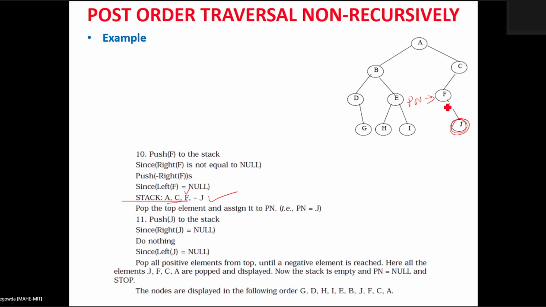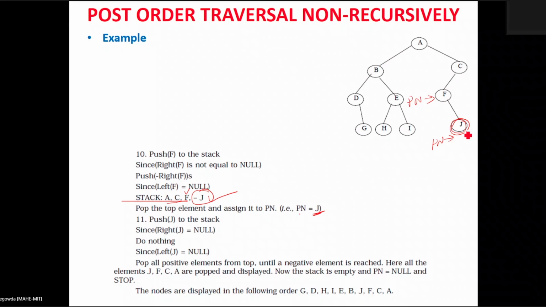Now I'm going to check whether the left subtree is there for this. The left subtree is absent in this case. When the left subtree is absent, I have to pop the top element and assign it to Pn. The top of the stack is nothing but minus J, so I am going to remove the negation and put the positive value into Pn. So it is understood that now my Pn is pointing to the variable J.